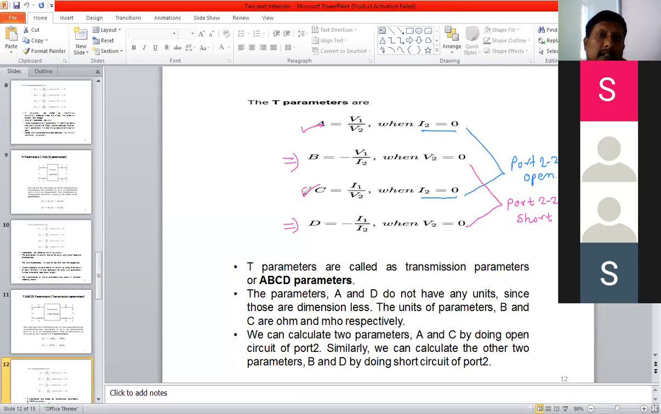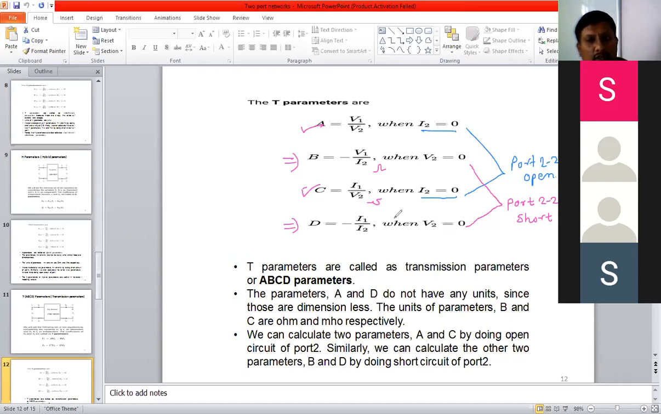So what is the formula of A? A is equal to V1 upon V2, because when you put I2 equal to 0 in equations 1 and 2, you get V1 upon V2, which is A. So V1 upon V2 is nothing but voltage gain, so it is unitless. C is equal to I1 upon V2. I upon V means admittance, that is mho. Next, B is equal to minus V1 upon I2. V upon I means impedance. That's why for B the unit is ohm. D is equal to minus I1 upon I2. That is current gain, unitless.